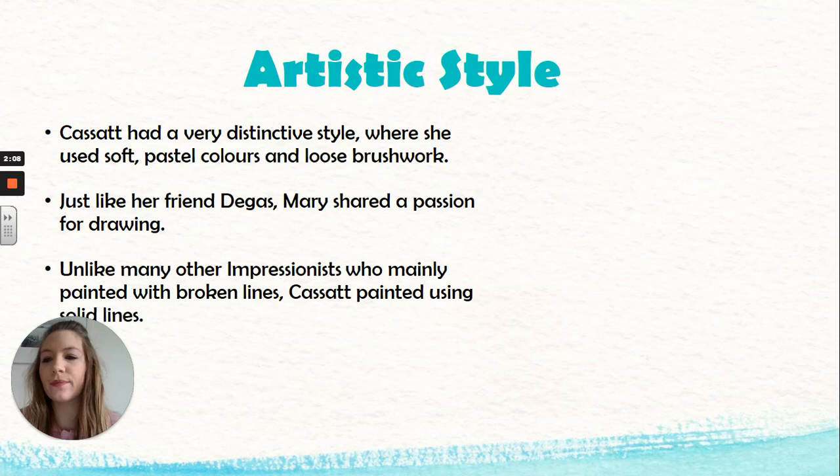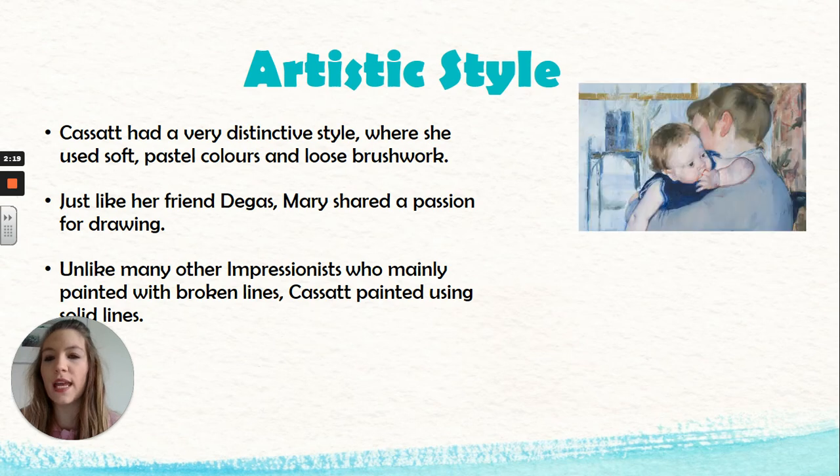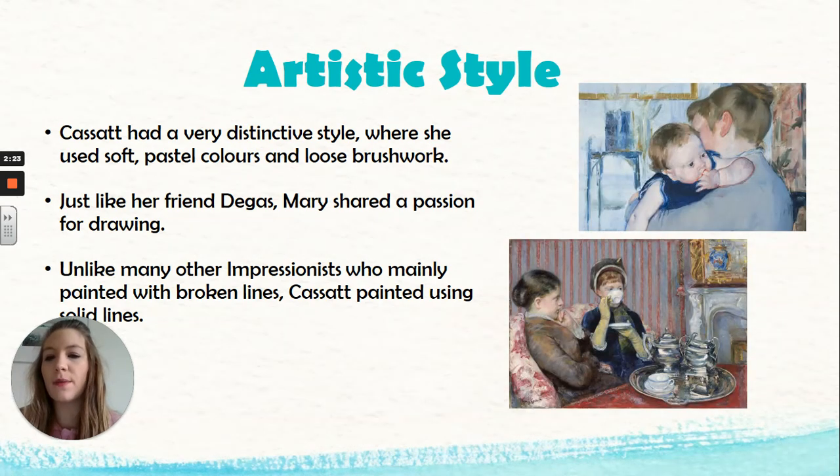drawing. She was a little bit different to the other Impressionists at the time, as they mainly painted with broken lines, but Cassatt painted using solid lines, so that you could see the outline of the people that she drew and painted in more detail as they were more clear.